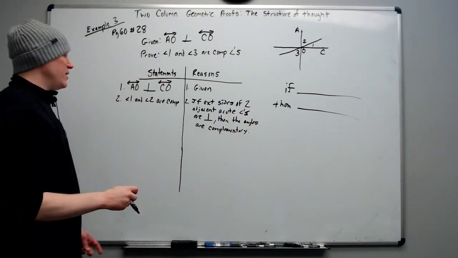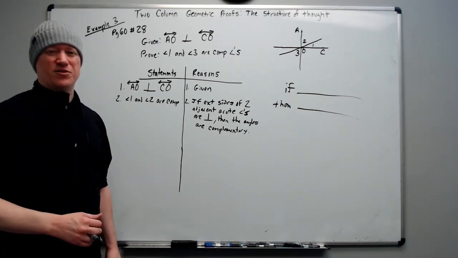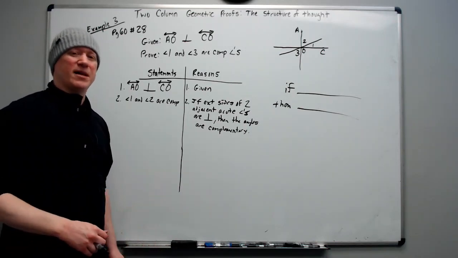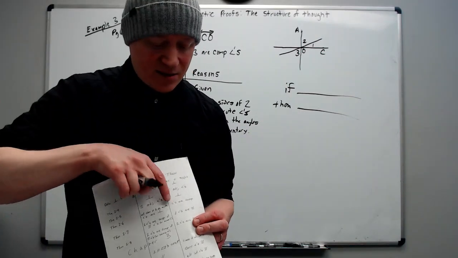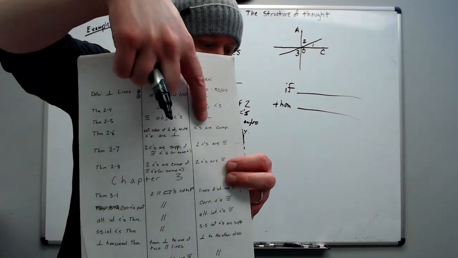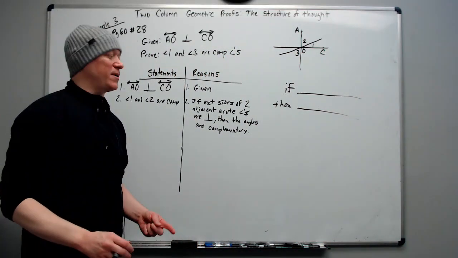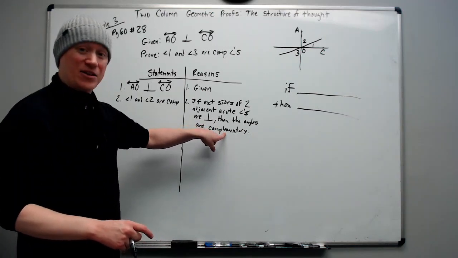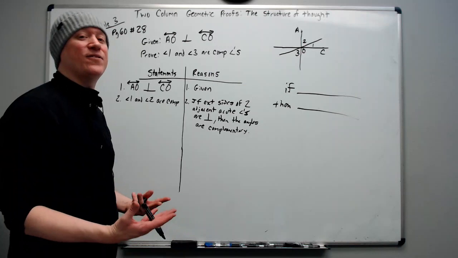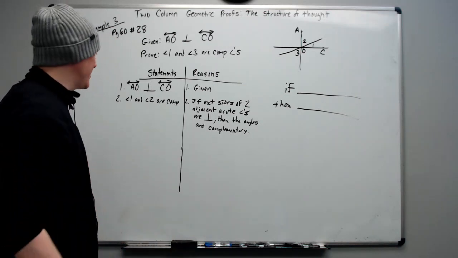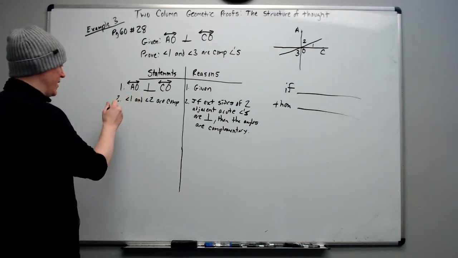Okay, so one thing you might be wondering is, why can't we just say that the measure of 1 plus the measure of 2 equals 90? That's what complementary means. But that's not what the theorem says. The theorem says the angles are complementary. It doesn't say they add up to 90. It's your responsibility to take this word, now that you've got it, complementary, and use its definition to say what you want to say next. And so step 2 is based on step 1.